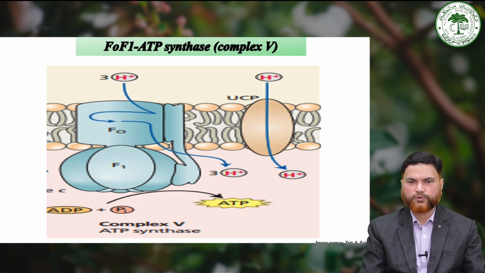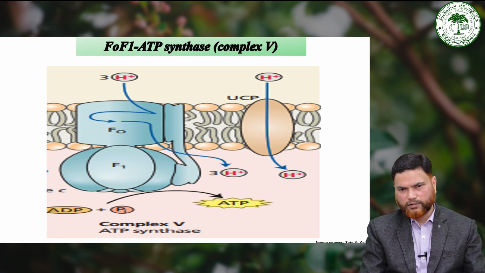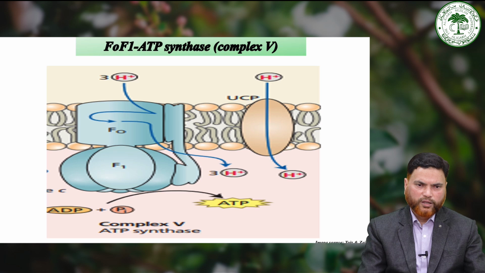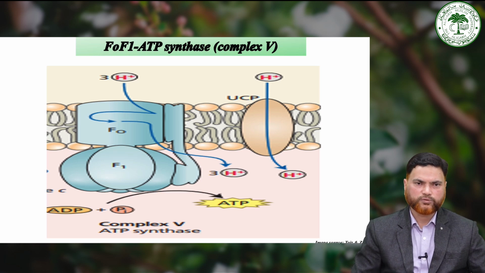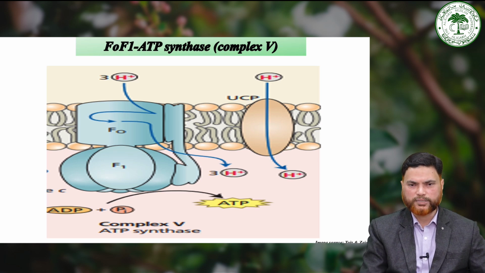It plays a central role in the process of oxidative phosphorylation, which is responsible for the majority of ATP production in different kinds of aerobic organisms. At the heart of this complex 5 lies the ability to harness the proton gradient established by the electron transport chain to drive the synthesis of ATP from ADP and inorganic phosphate. Now, we will discuss in detail how the structure of this complex 5 is organized.